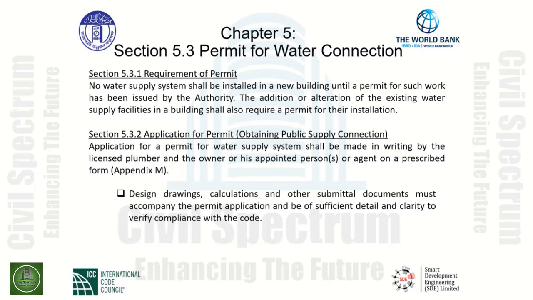Section 5.3.2, application for permit, obtaining public supply connection. Now, the application for a permit for water supply system shall be made in writing by the licensed plumber and the owner or his appointed person or persons or agent on a prescribed form. The reference here is given to us as Appendix M for an example of this particular form.